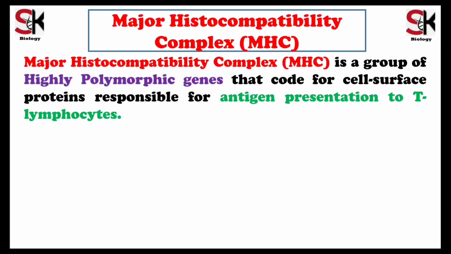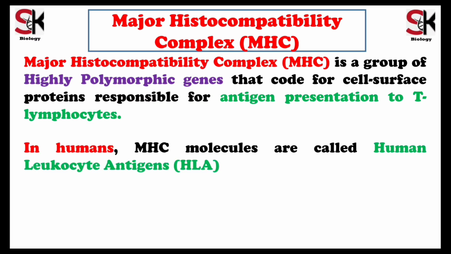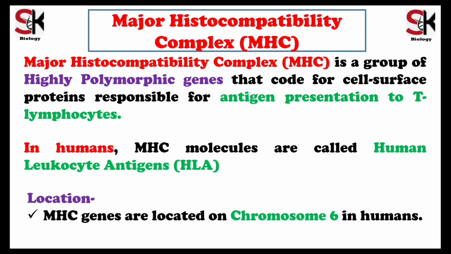Major histocompatibility complex, that is MHC, is a group of highly polymorphic genes that codes for cell surface proteins responsible for antigen presentation to T lymphocytes. In humans, these molecules are called human leukocyte antigen, that is HLA, important for NEET. These MHC genes are located on chromosome 6 in humans.